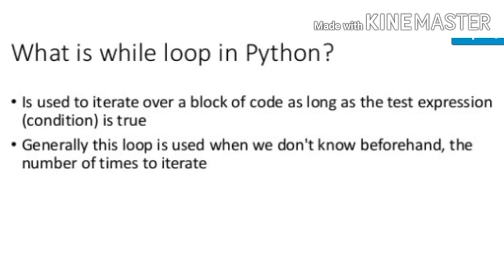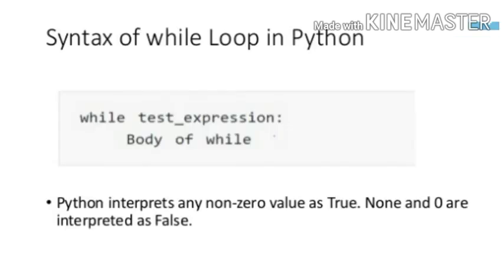Next one, the while loop. What is a while loop in Python? It is used to iterate over a block of code as long as the test expression is true. Generally, this loop is used when we don't know beforehand the number of items to iterate. The syntax of the while loop is: while test expression colon, then body of while.